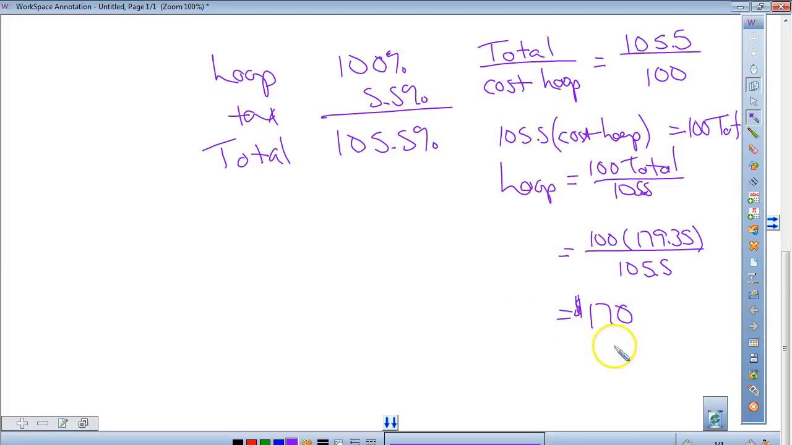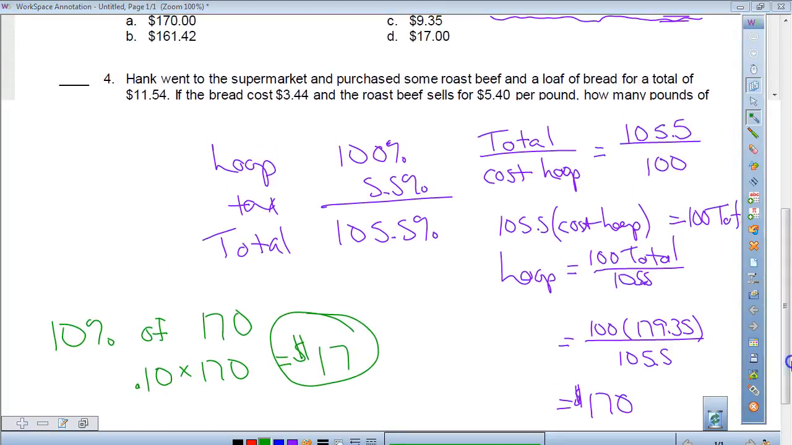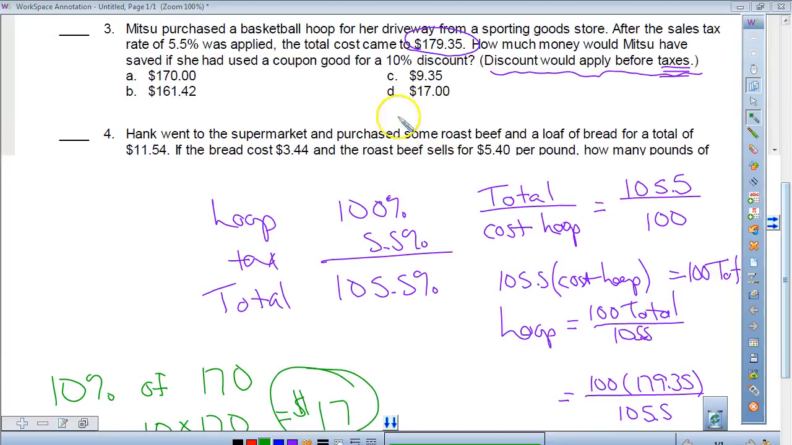Now, the last piece of this problem requires us to figure out what our price would be with a 10% discount, and that will actually be the 10% discount itself is what we would save then. So to find the discount, we need to find out what is 10% of the $170 that we just calculated. That's the same thing as 0.10 times 170, which is $17. And that's our answer then. That's what our discount coupon would save us. So the answer on number 3 is D.